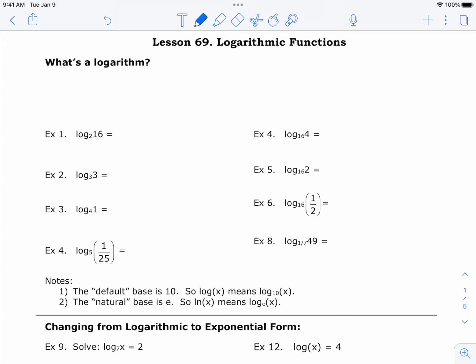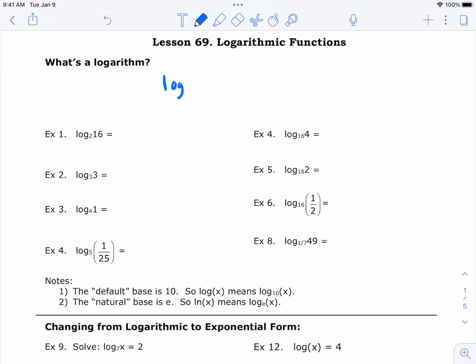Now that we've done exponential functions, it's time to take a look at logarithmic functions, which are in some sense the opposite of exponential functions, as you'll see. Today's main thing is to just kind of get used to writing and reading these darn things. So what's a logarithm? Let's kind of do it this way.